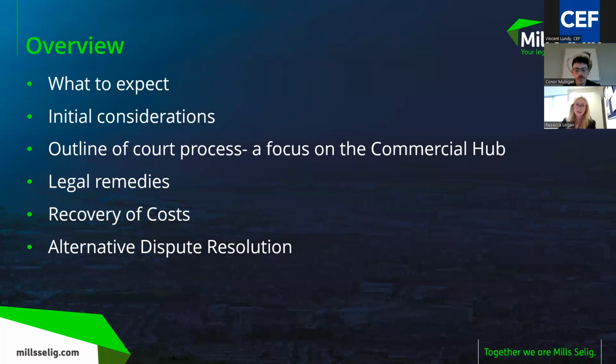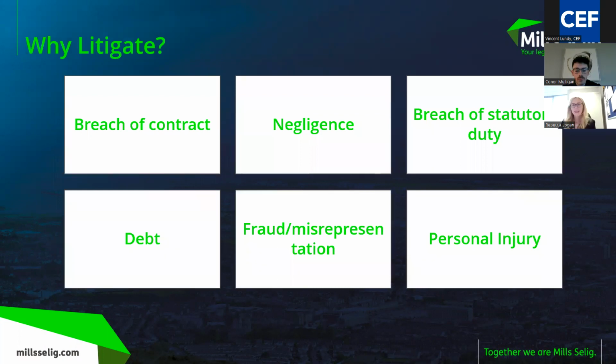And then finally, what are the alternatives to litigation? So even if you are faced with a claim that's been issued against you, or the other way around, trial is not the only option. There are plenty of other ways and means to settle a dispute that can save a lot of costs in the long run. So why might a dispute arise?